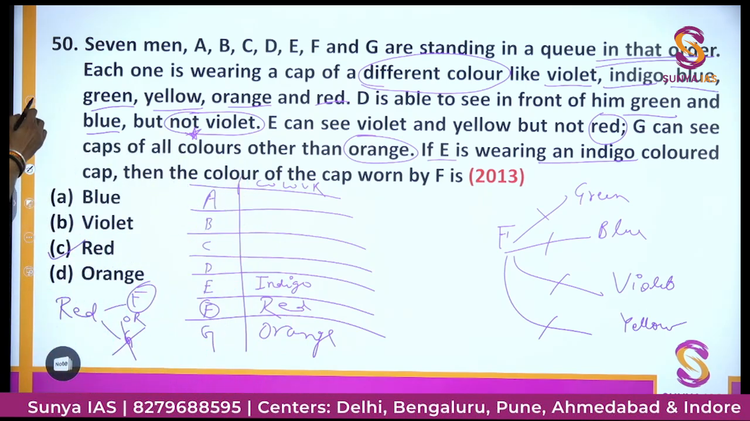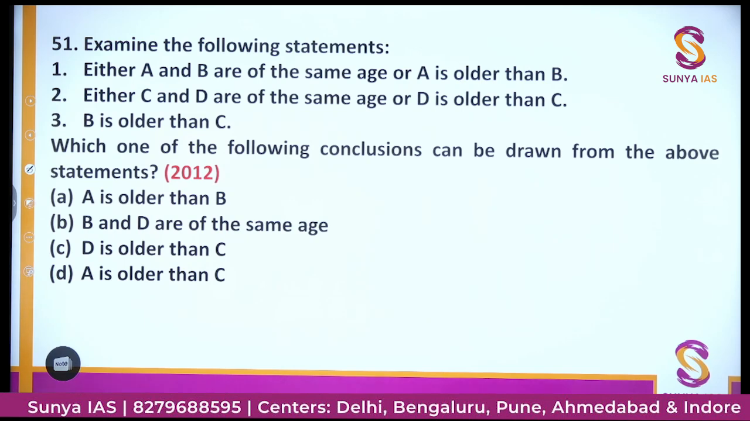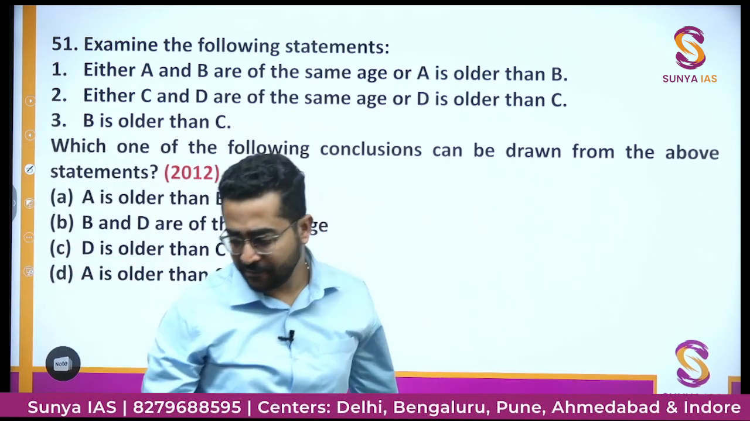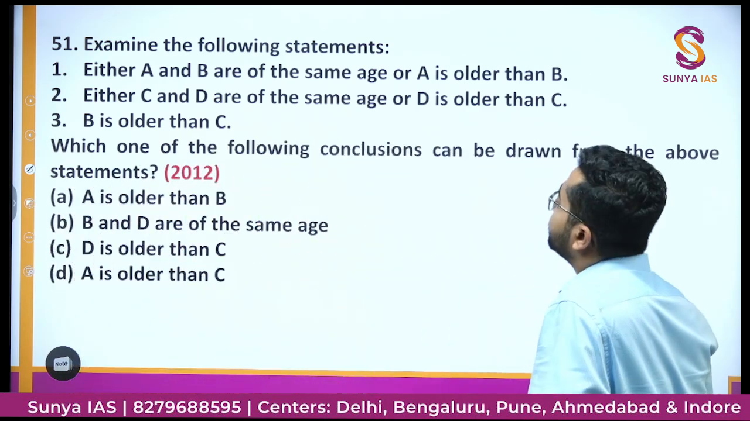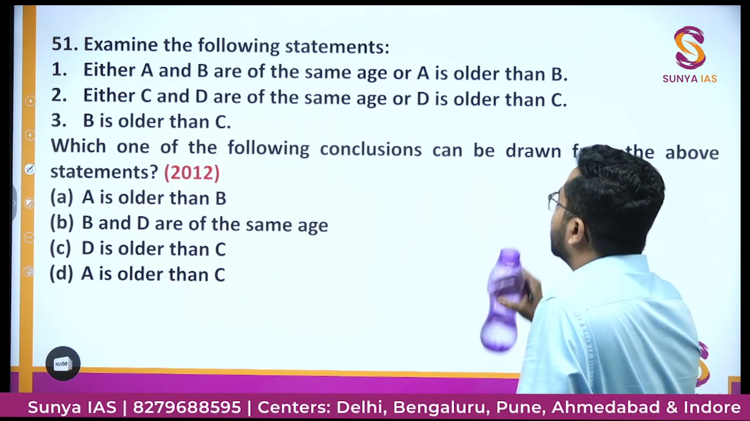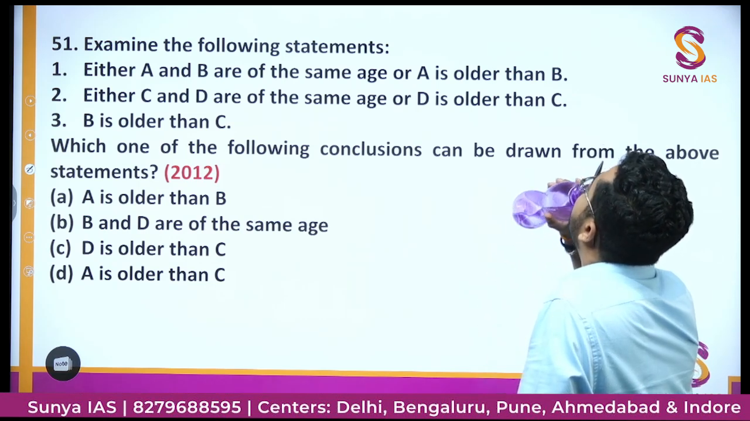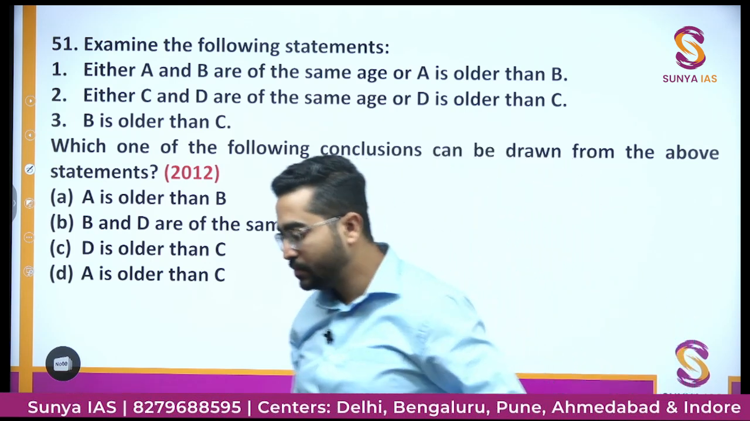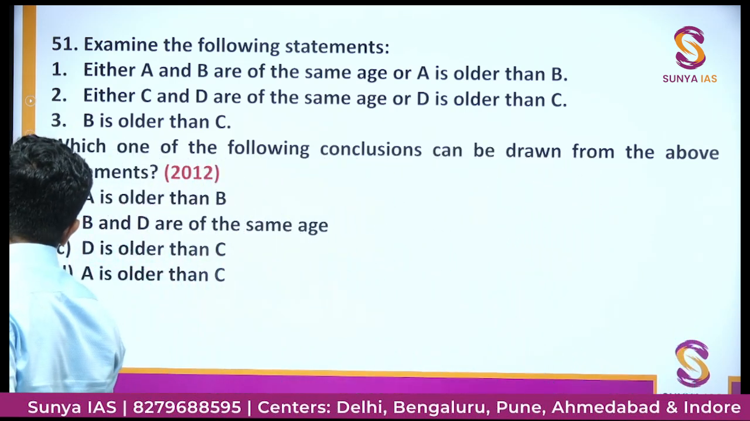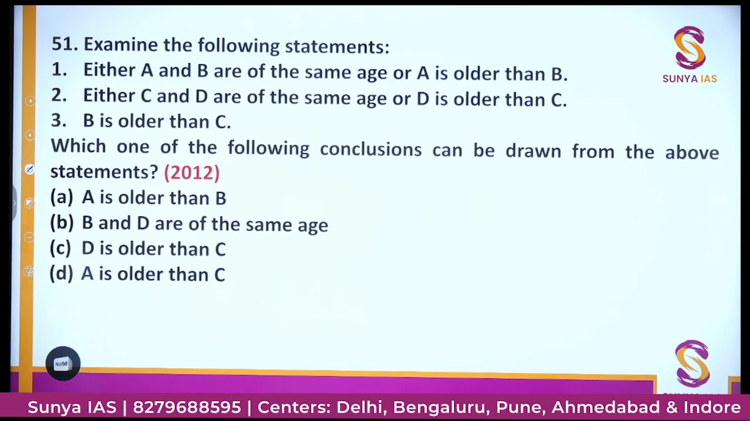ठीक है, नेक्स्ट क्वेश्चन. This question has been asked in the year 2012, sorry. So the question is, examine the following statements. Either A and B are of the same age or A is older than B. Either C and D are of the same age or D is older than C. B is older than C.